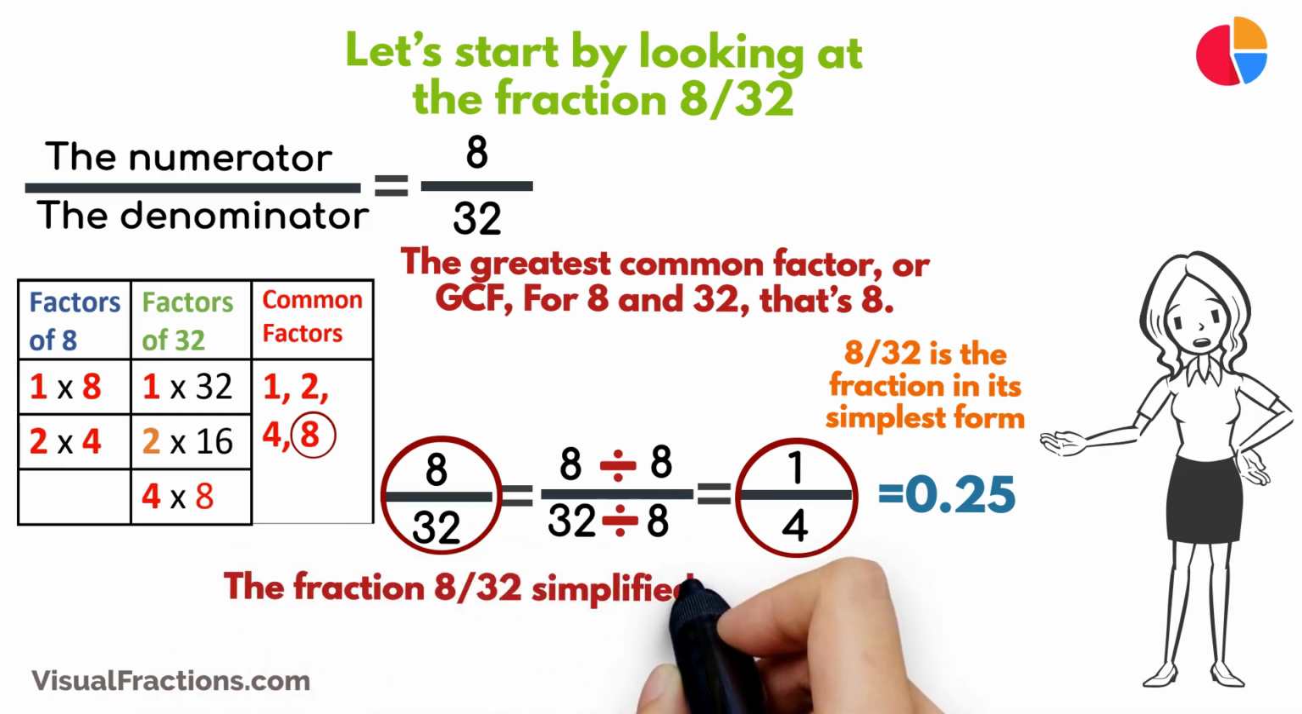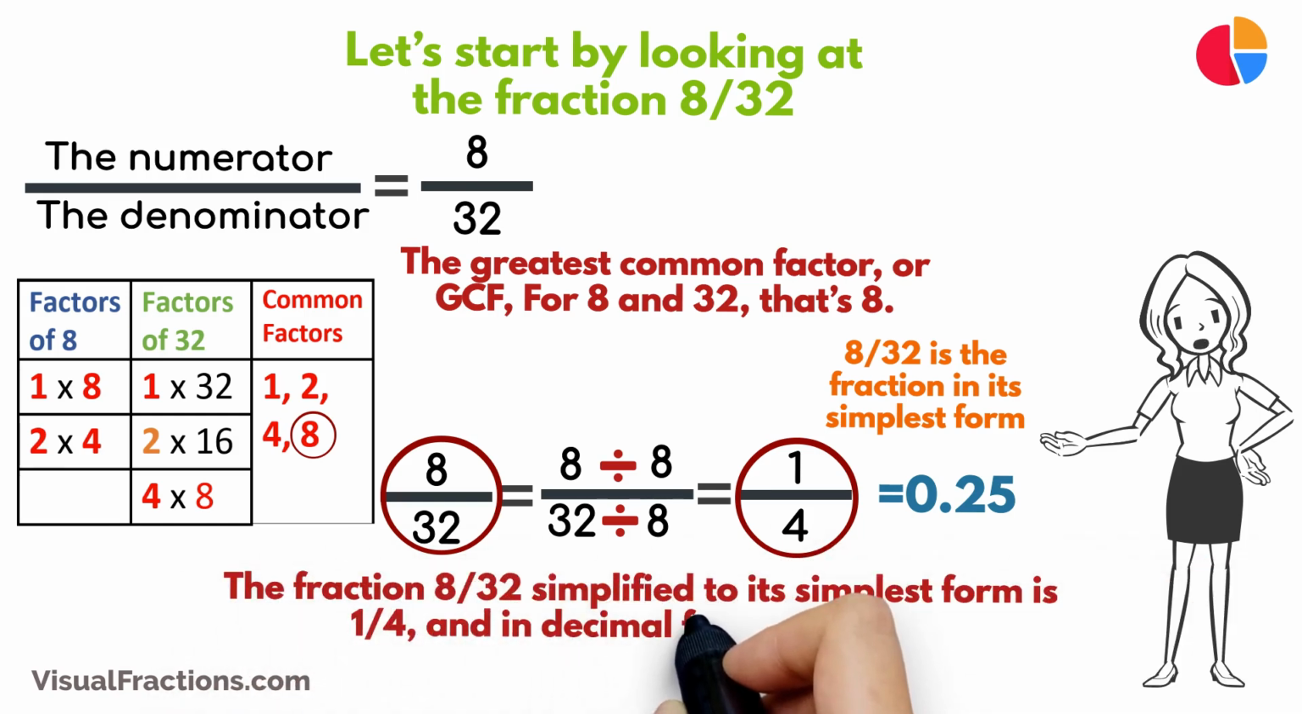So, there you have it. The fraction 8/32 simplified to its simplest form is 1/4, and in decimal form, it's 0.25.